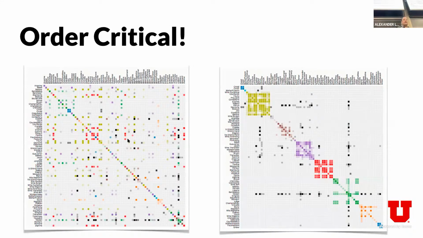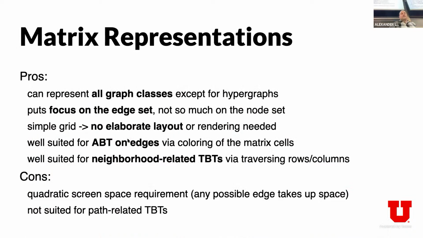So in summary, the pros of matrix representation is that they can represent all graph classes except for hypergraphs. So hypergraphs are tricky, right? Because we have this edge relationship that in one sweep connects all of the elements, and that's not possible in the matrix. It is focused on the edge sets, so you give a lot of space to the edges.